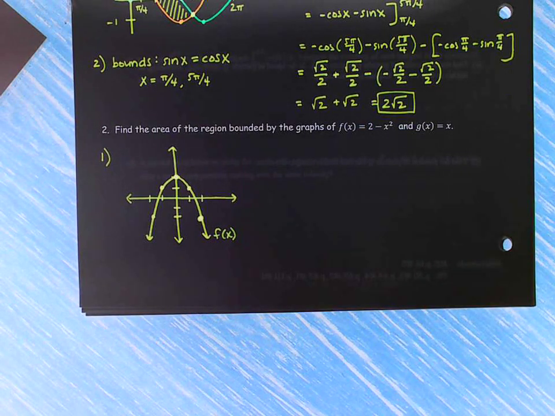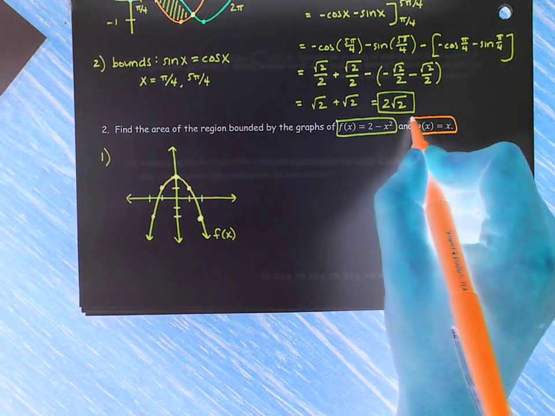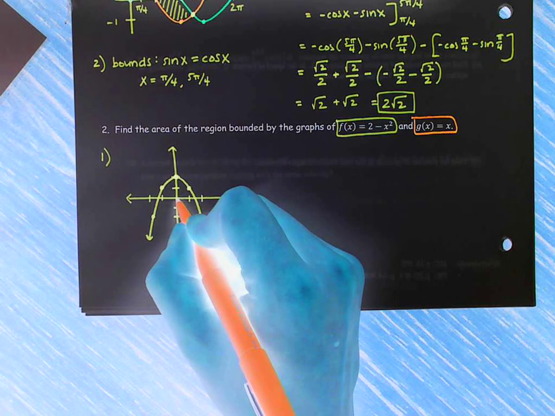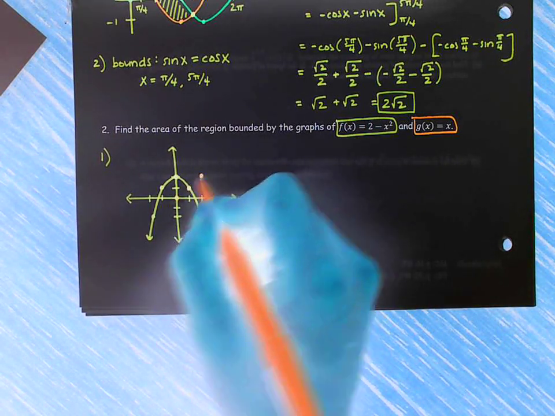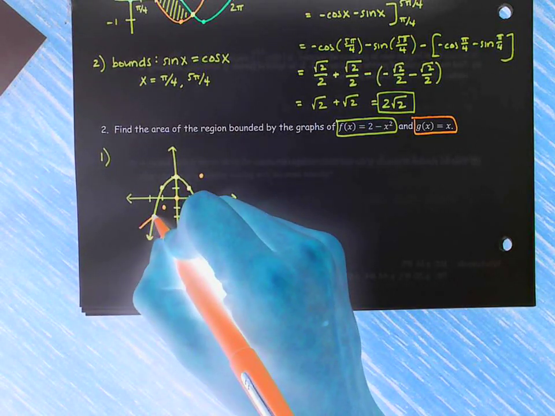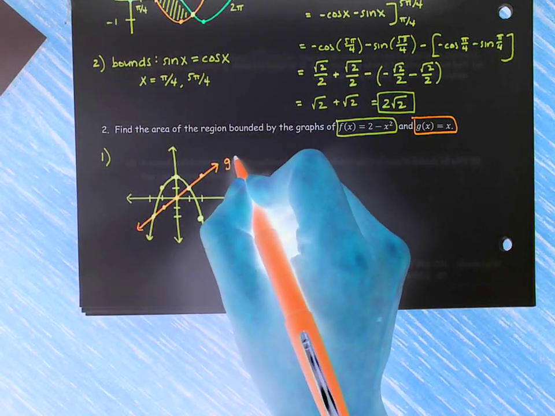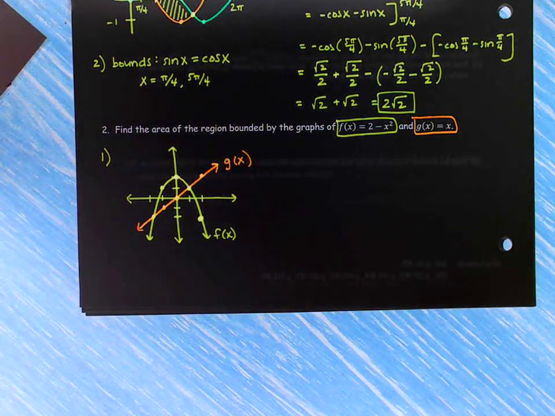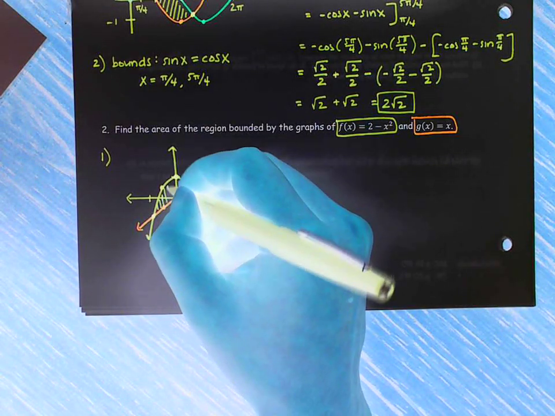So now let's do g of x. I'll use this color for g of x. Well, g of x is just x, so it goes through 0, 0, over 1, up 1, backwards 1, down 1. So there's g of x. So step 1 is to draw my picture. Remember, I'm finding the area between my curves, so this is going to be the area that I'm solving for.